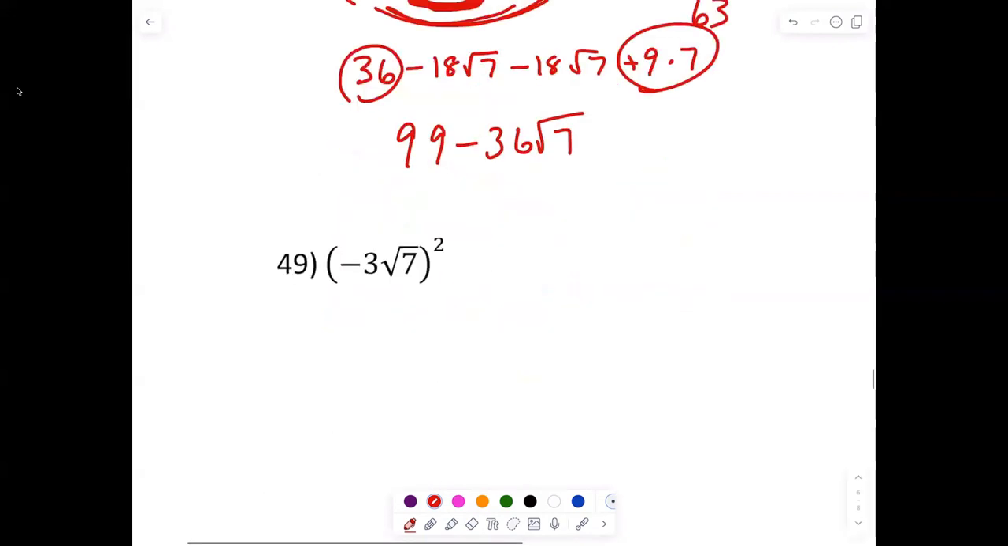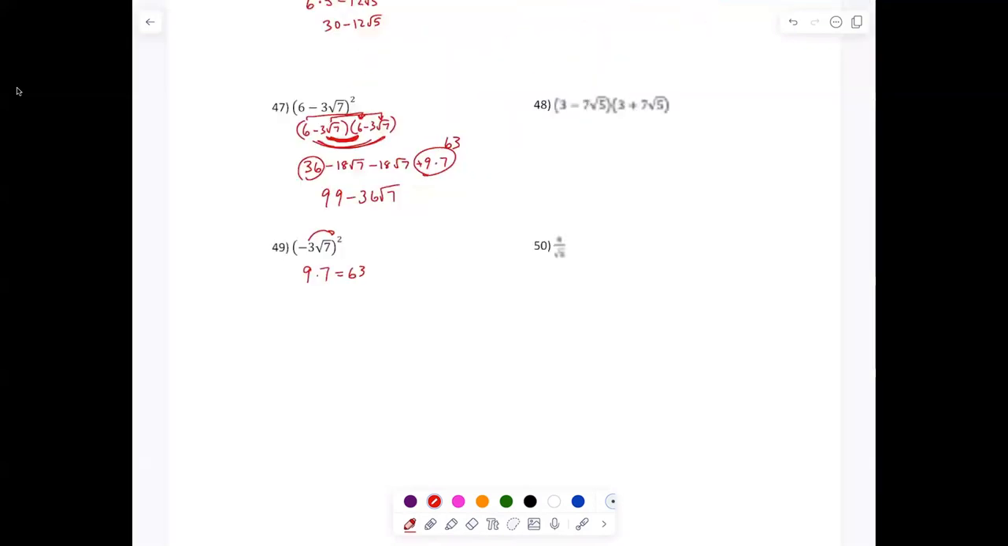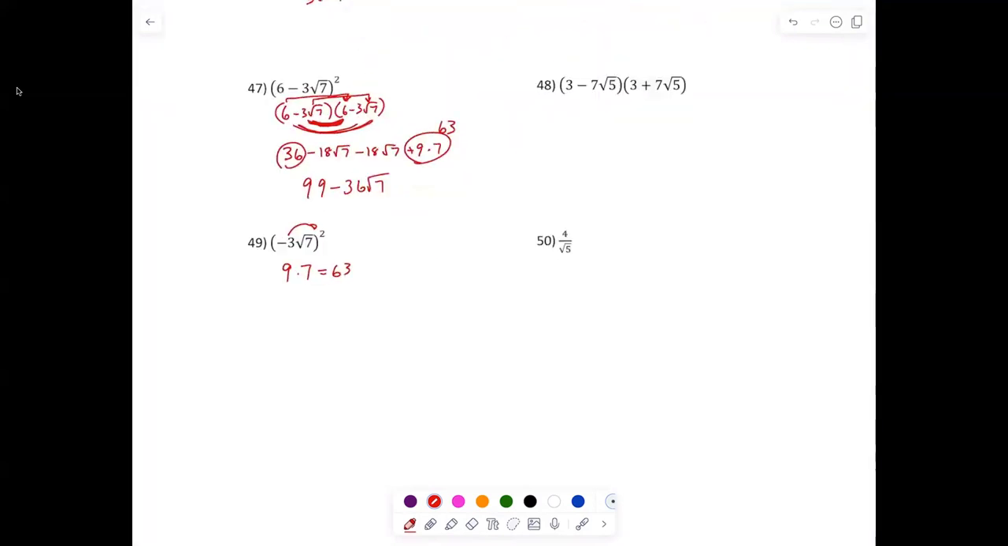One more. 49. Square them both. What's negative 3 squared? No, not negative 9. 9. Square root of 7 squared. 9 times 7. 63.